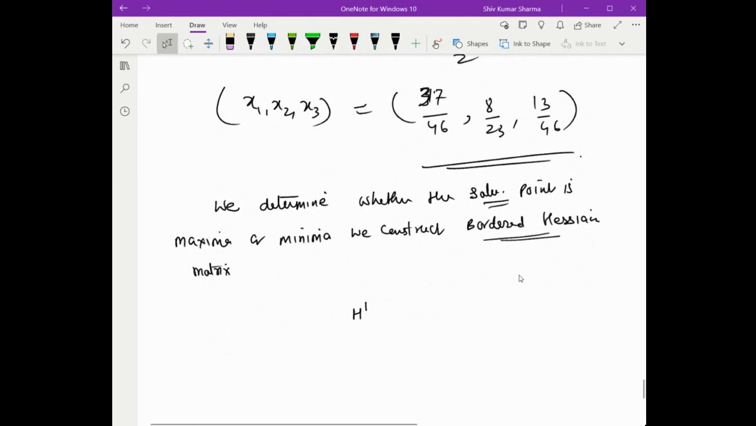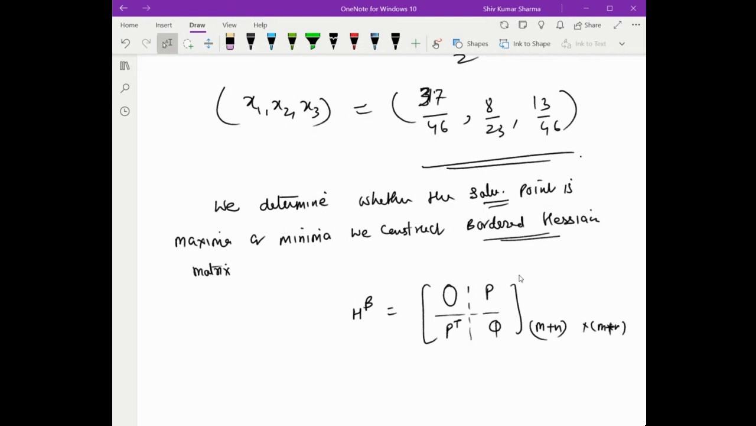So the bordered Hessian matrix we denote as HB. HB we write as the null matrix augmented by the P matrix, the transpose of the P matrix and the Q matrix, and we take the order of m plus n by m plus n.